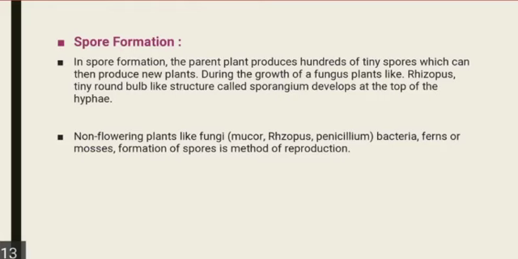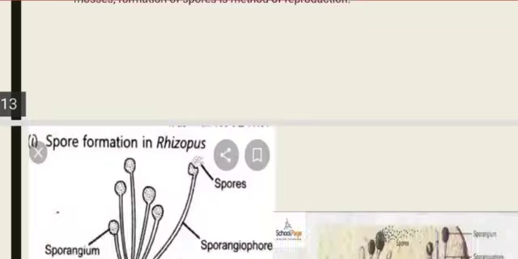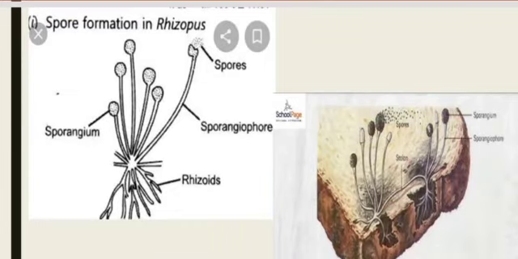In non-flowering plants like fungi, bacteria, ferns or mosses, formation of spores is a method of reproduction. So other than Rhizopus, you can discuss bacteria, ferns or mosses. They are other examples of spore formation. And here in the next slide, the structure of spore formation in Rhizopus is shown. In Rhizopus, you can see the bread molds, how they form on moist bread.